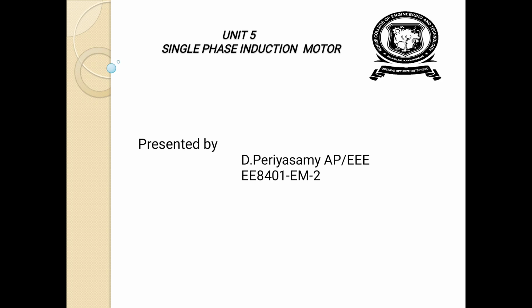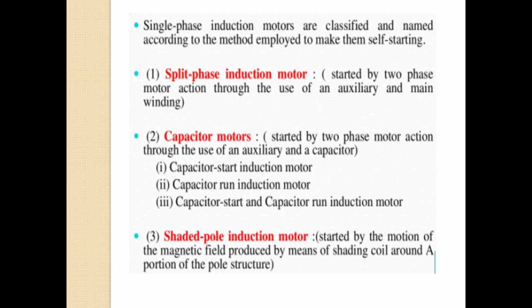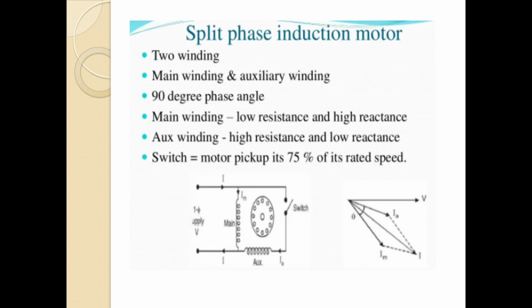Today we are going to discuss the topic of types of single phase induction motor. The single phase induction motor is classified into different types: split phase induction motor, capacitor start motor, capacitor run motor, capacitor start capacitor run motor, and shaded pole motor. First one is split phase induction motor.